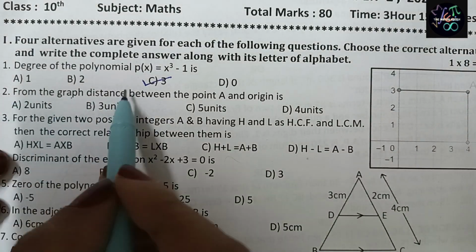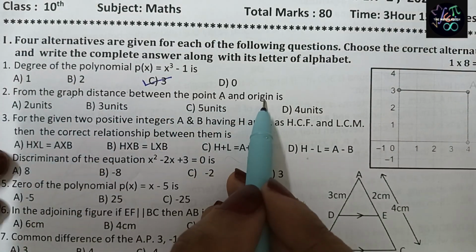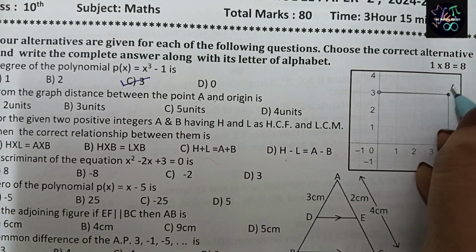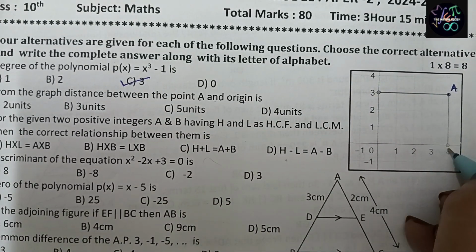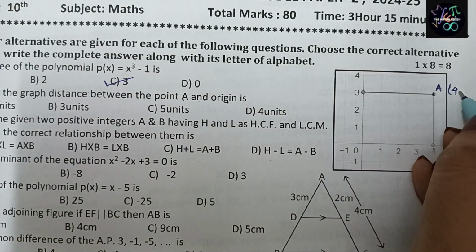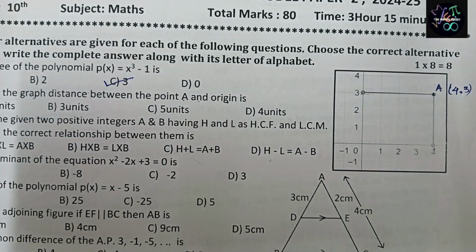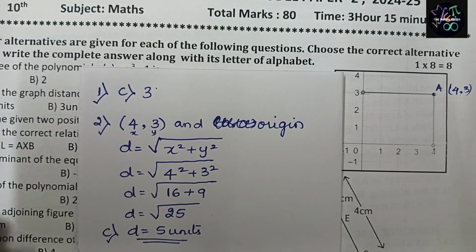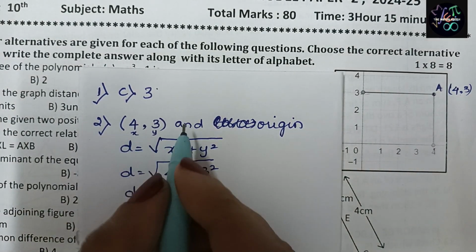From the graph, distance between the point A and origin is. So we can see here in the graph, the point A is here and we can see x point is 4 and y point is nothing but 3. 4 comma 3 and origin. I have already solved here. Let me show you. Here 4 comma 3 and origin.